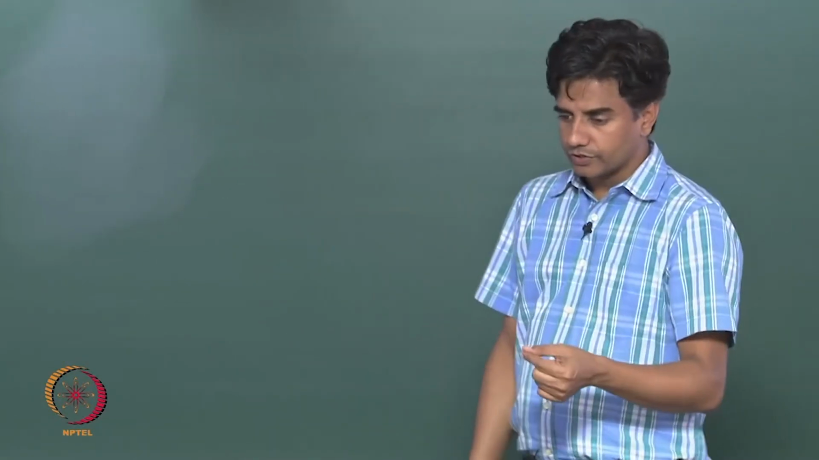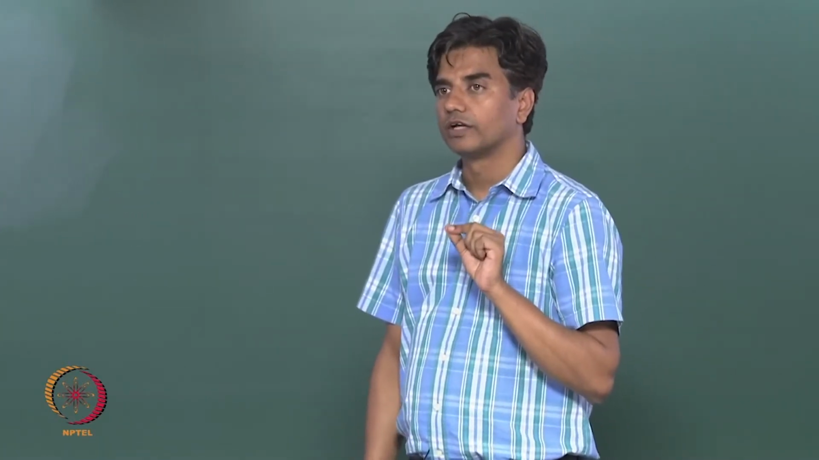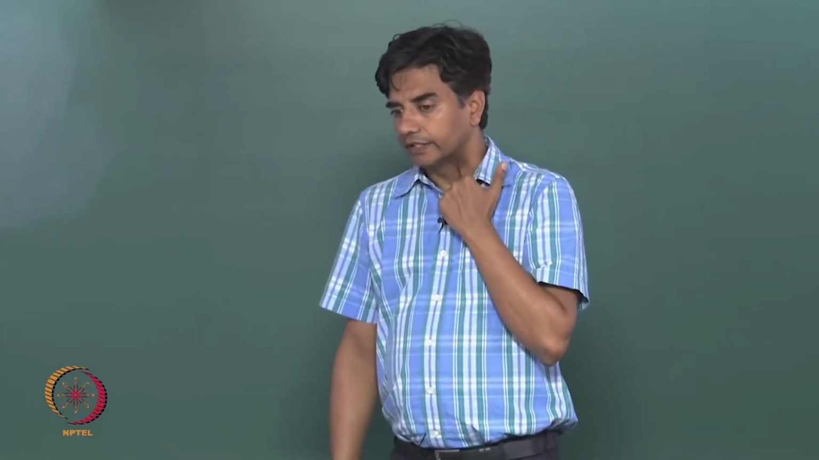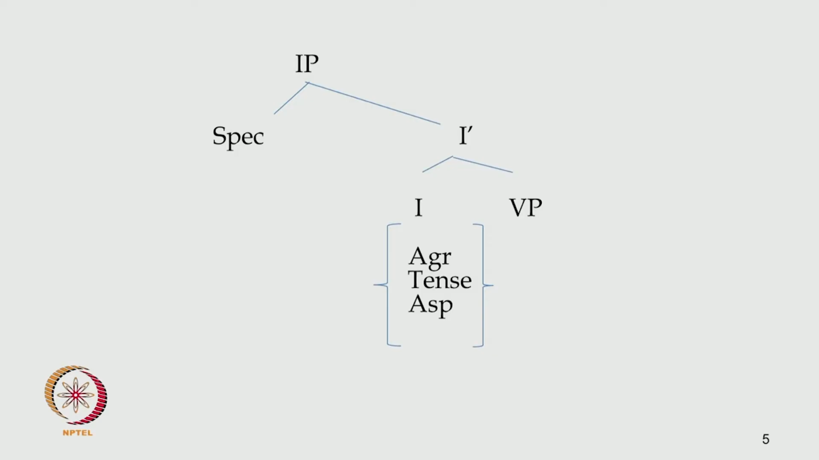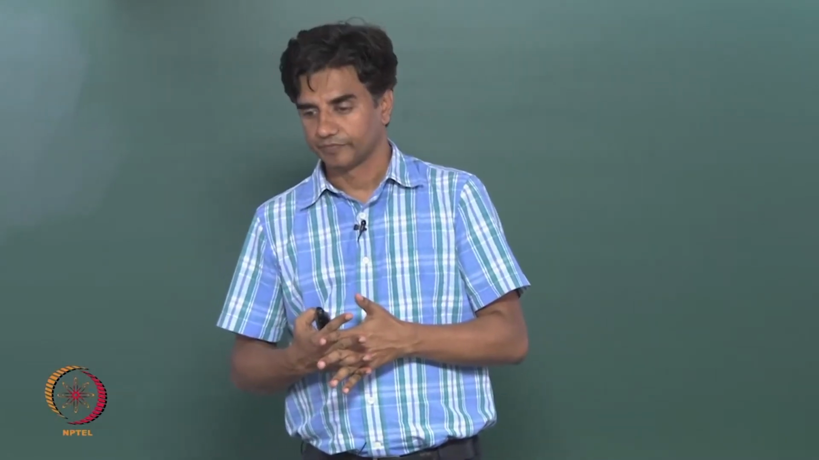From now onwards, I want to show you some motivations for movement. We know this thing, right? That I is the head of a sentence and I retains a bundle of features in it. Clear? Some such features are agreement, tense and aspect.